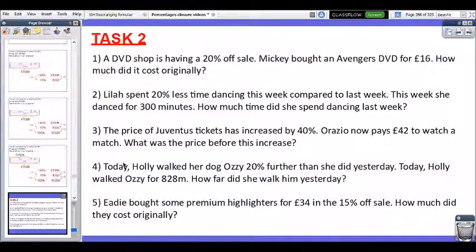Okay. Please can you find task 2 on your worksheet, so you have 5 reverse percentage problems. I strongly encourage you to draw a diagram for each of these problems. So please just let me know if you need any help.